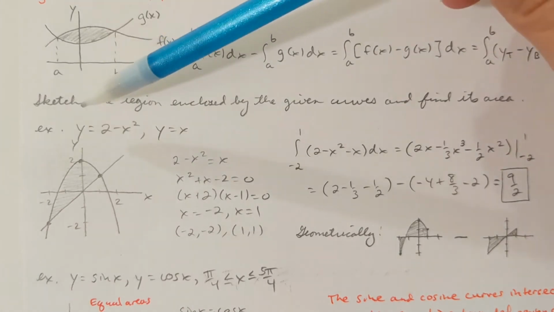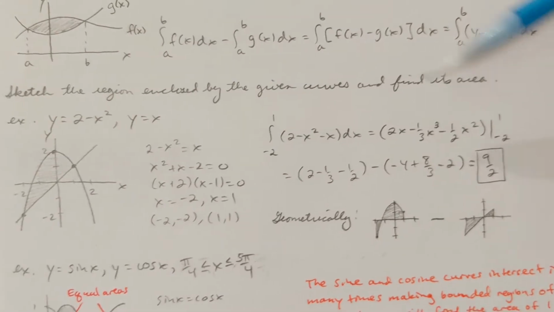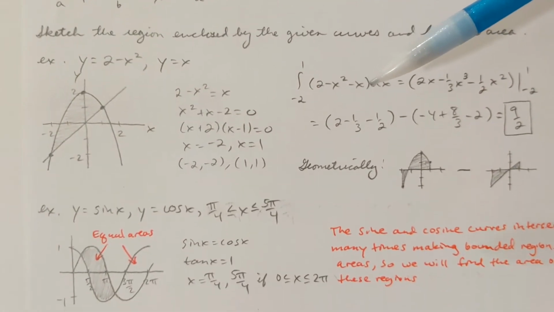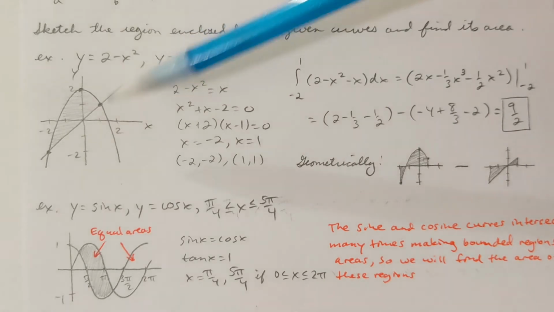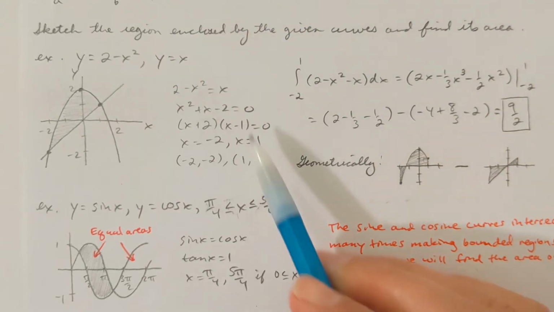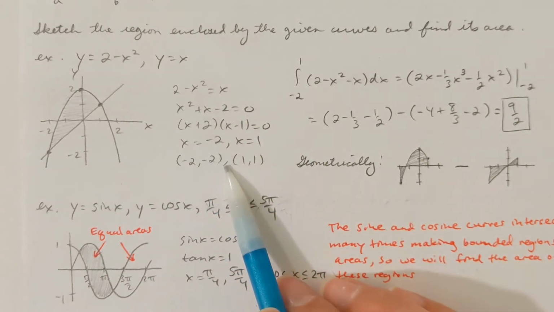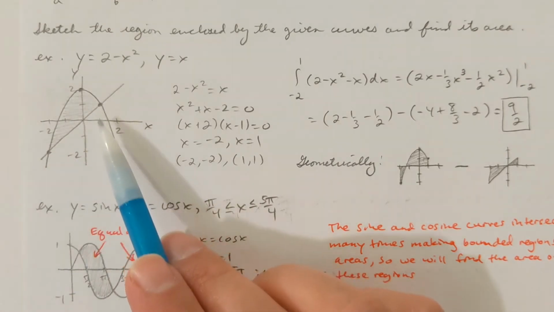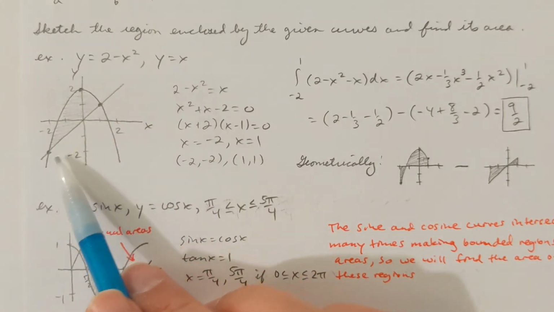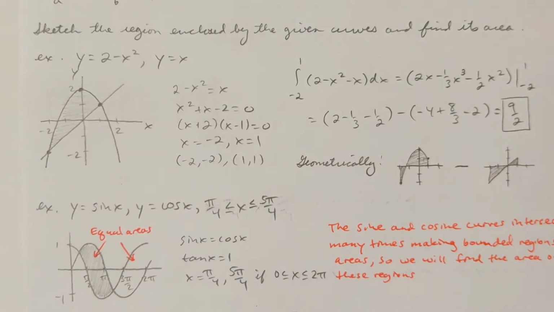In the next couple of problems, I want us to sketch the region enclosed by the given curves and then find its area. That's what you will be doing in this section. So here's an example. Suppose that we have the curves y equals 2 minus x squared and y equals x. I've found where those curves intersect each other by setting the equations equal and then solving for x. -2 and 1 would be intersection points for these two curves, and so I've shaded that enclosed region. That's the region that I'd like to find the area for.